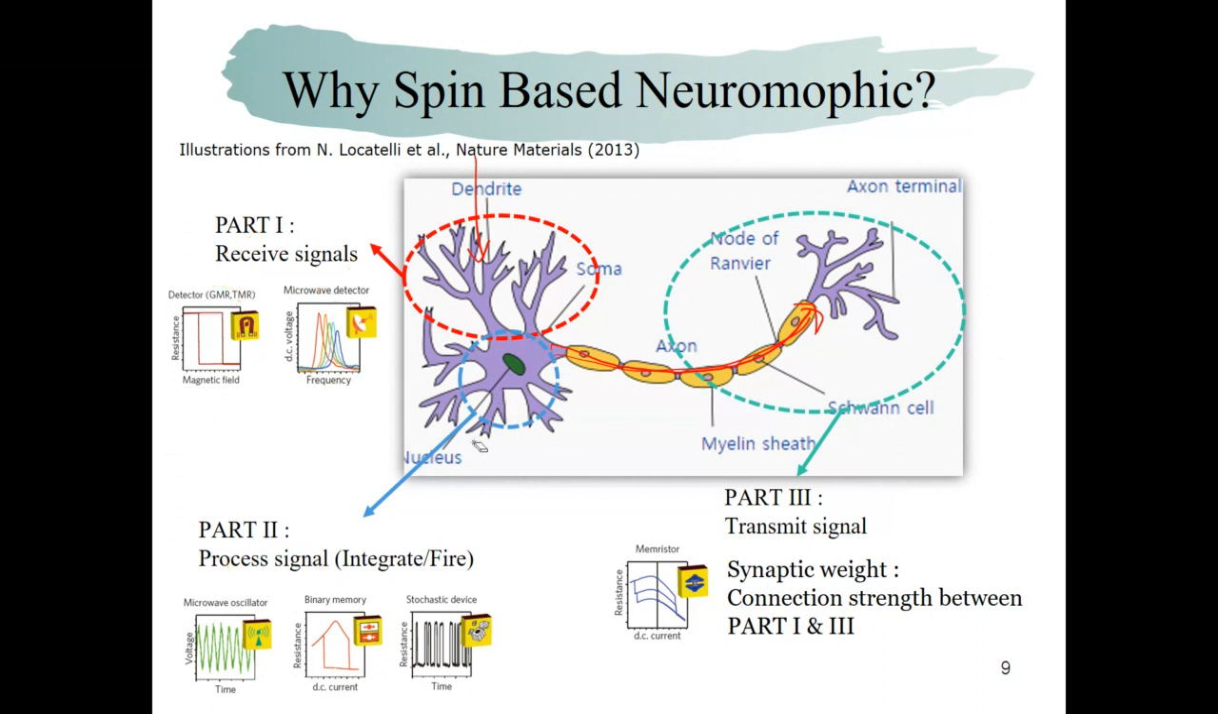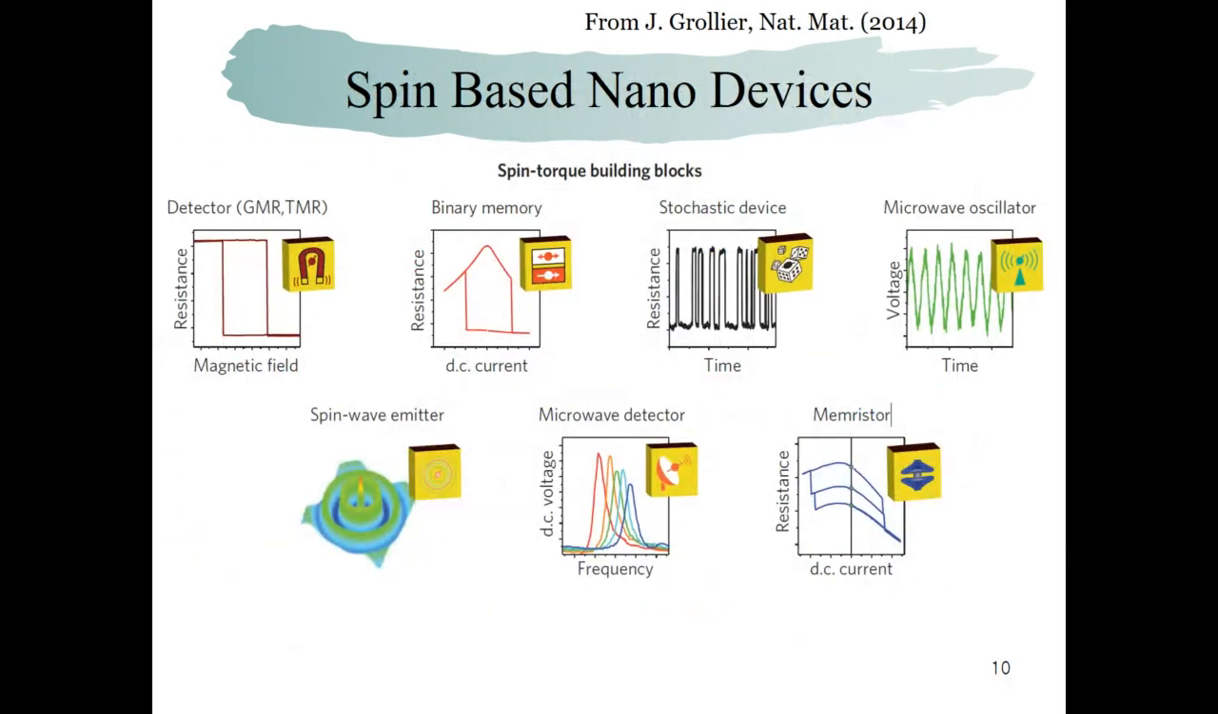And the operation or process can be done by the microwave oscillator and some kind of binary memory structure or stochastic devices. And then sending the signal through the synapse means we give some kind of weight to our information. So we need a kind of memory store. So these small blocks are what we need to mimic the neurons.